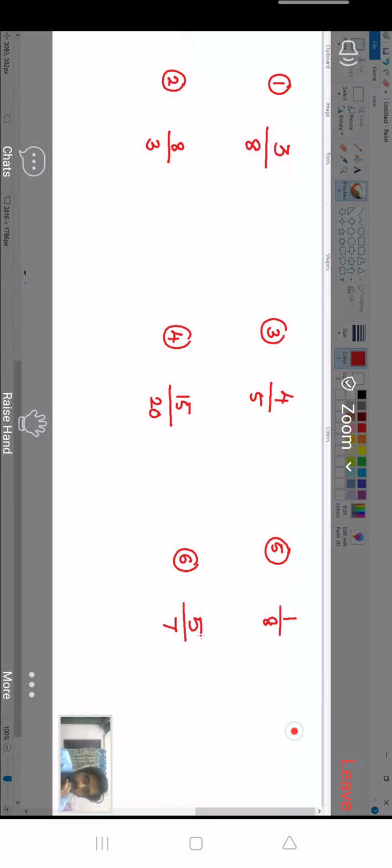So we can say the first question answer. What is the answer for the first question? I put it in the chat box. 3 by 8, what is the remainder? So remember only one important thing.